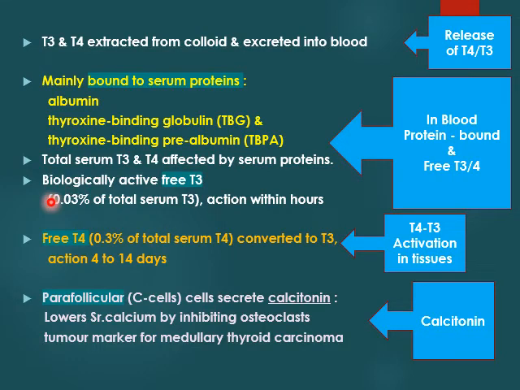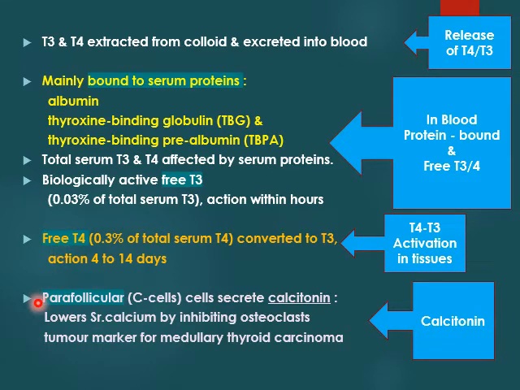More important, biologically active free T3, which is 0.03% of the total T3, its action is within hours. It's rapid, very fast action. That is T3. T4, 0.3% of total serum T4 is converted to T3, and this takes 4 to 14 days. So you can see T3 is faster action compared to T4.